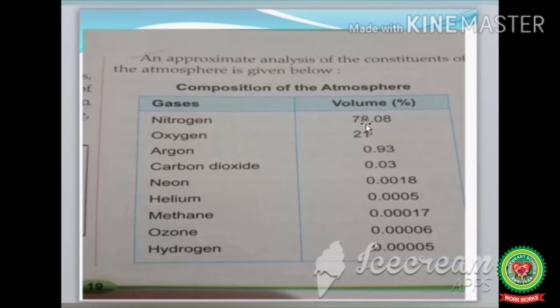Composition of atmosphere. Gases: nitrogen 78.08, oxygen 21, argon 0.93, carbon dioxide 0.03, neon 0.0018, helium 0.005, methane 0.00017, ozone 0.0006, hydrogen 0.0005.